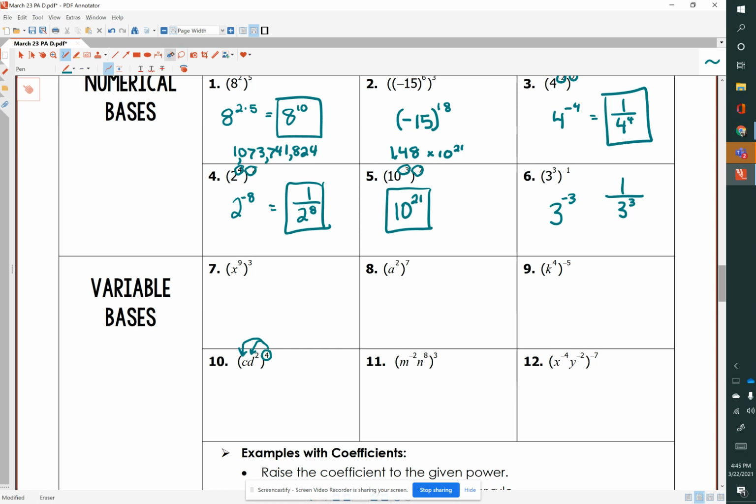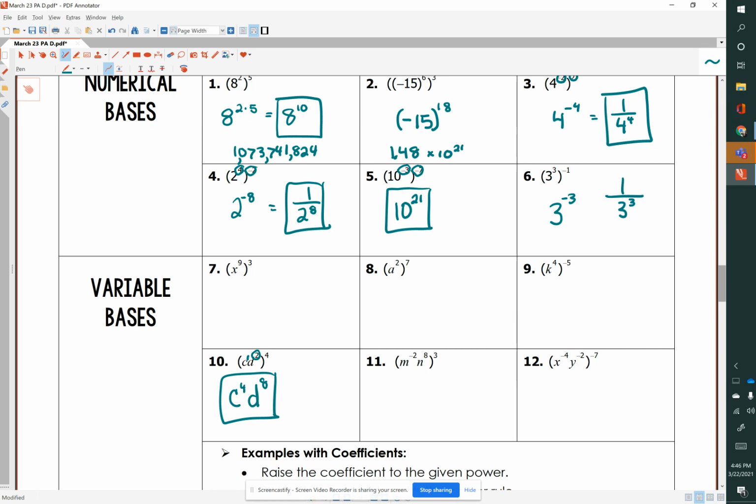But let me erase that so you can see it a little better. The 2, that is the exponent on the D, only applies to the D. The exponent on the C is an invisible 1. So we can do that one right now. So that would be C, 1 times 4 is 4. D, 2 times 4 is 8. And that's the final answer. So why don't you try 7, 8, 9, 11, and 12, and let's see how you do.